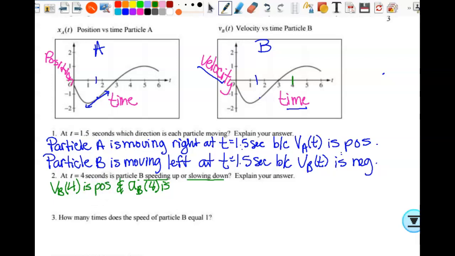And the acceleration is what at 4? How do I figure that out? Yeah. It's the derivative, which is the slope, which I can draw my little line. Does that line have a positive or negative slope? Positive. Okay? So those are the two things I have to look at.